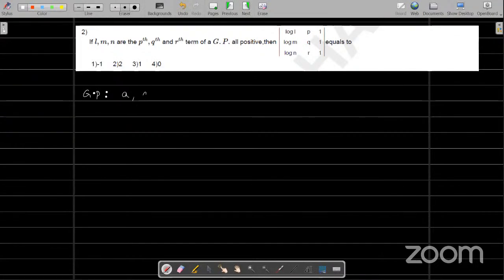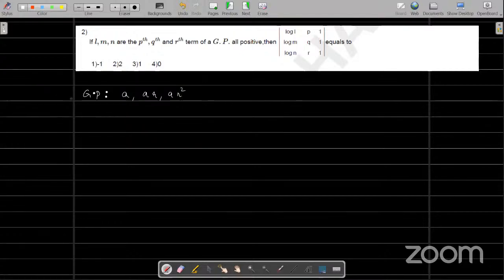First term is A, next term should be AR, next is AR square. So something like L, M, and N, PQ, and R the term. So this is first, second, and third term. So I haven't written explicitly for that. I'll tell you why I have not written that.